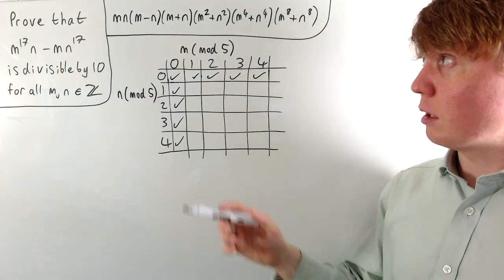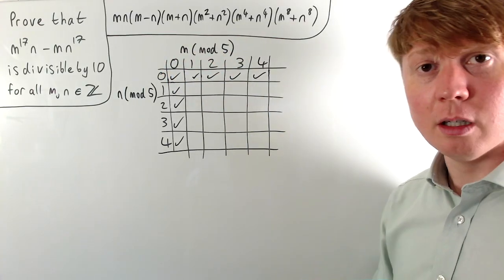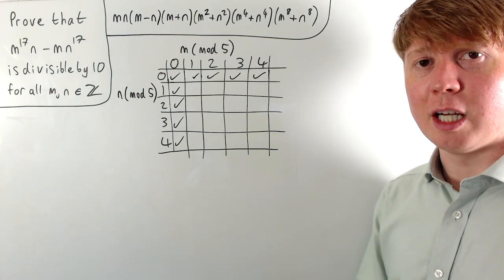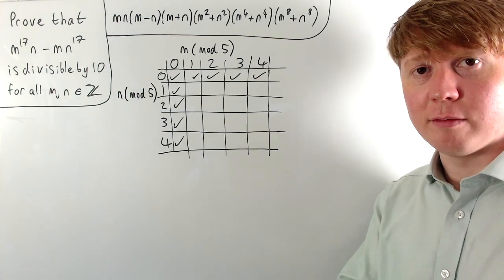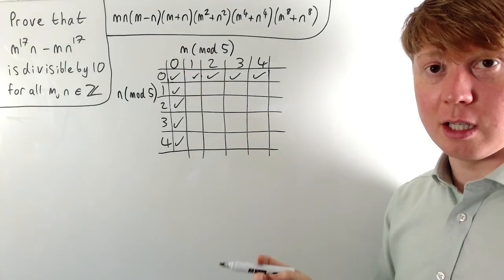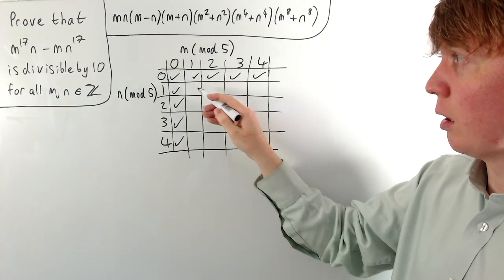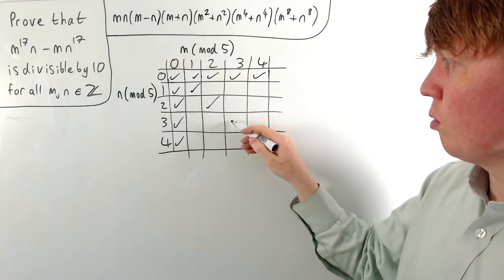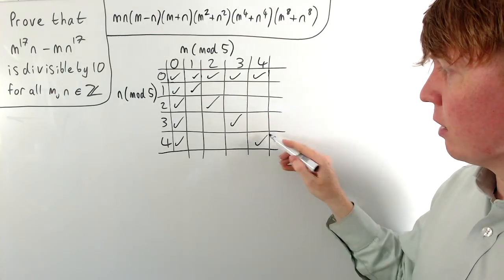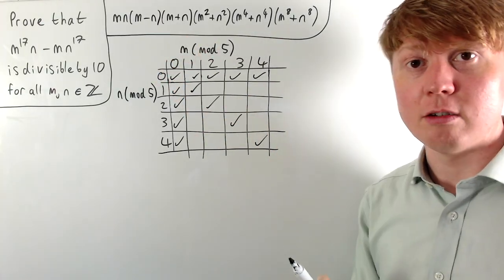Then if we look at our next factor, m minus n, you can see that this is going to be equivalent to 0 modulo 5 if m and n both have the same remainder. So for example, if we have 1 and 1, and we subtract these, the difference, m minus n, will be a multiple of 5. And similarly for 2 and 2, 3 and 3, or if the remainders are both 4. So this gives us some more cases just by considering the factor m minus n.